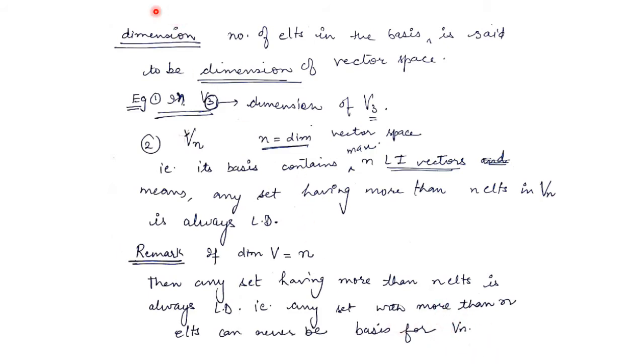So once again, what do you mean by dimension? Dimension is nothing but the number of elements in the basis of a vector space. First of all, we find the basis. We count the number of elements in the basis. If the basis contains n elements, then the dimension of the vector space will be n, or vice versa. If dimension is known to us, it means its basis has a maximum of n LI vectors, so its basis contains n elements.